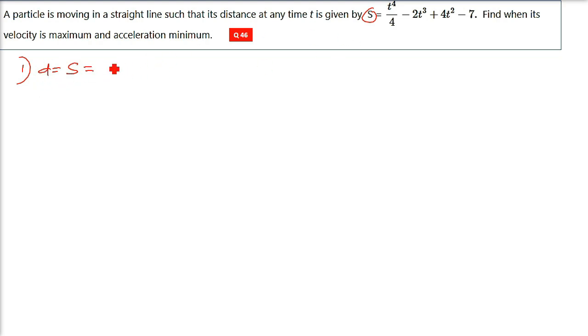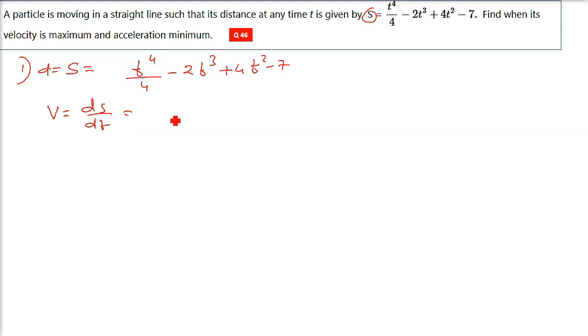So the differentiation of the distance is velocity. We are going to take this original equation, which is t^4/4 - 2t^3 + 4t^2 - 4. So velocity is ds/dt. This is velocity. What is the differentiation? It's quite clear to you. It's a very simple equation.